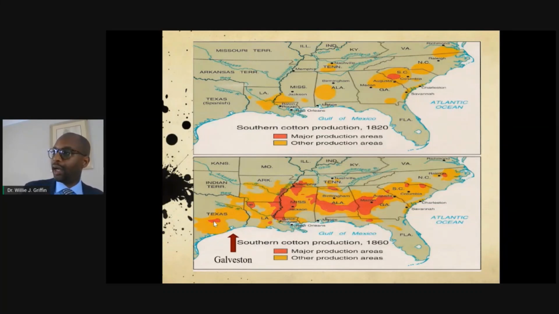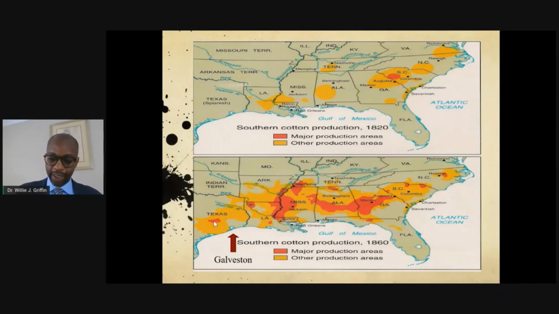And so you can see around 1820, there were only a few spots where slave populations flourished. You see on the border of North Carolina and Virginia, across South Carolina and into Georgia, Alabama, places in Tennessee and Louisiana. But by 1860, you can see the Cotton Kingdom, as it was often referred, spread roughly from the north of North Carolina all the way into Texas, where Galveston is located.